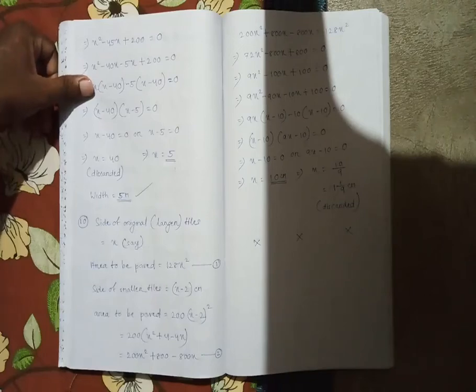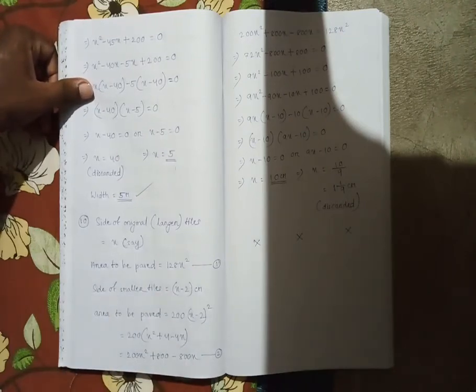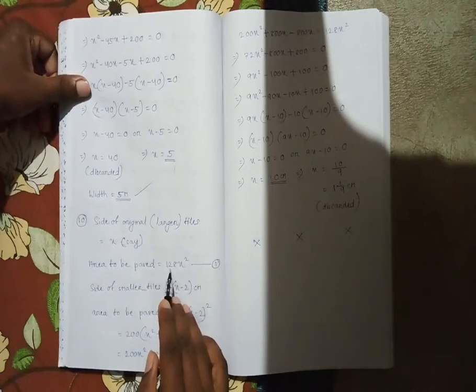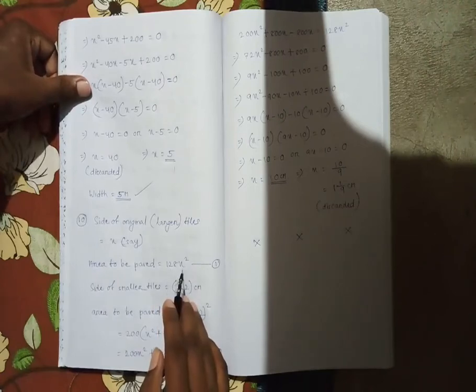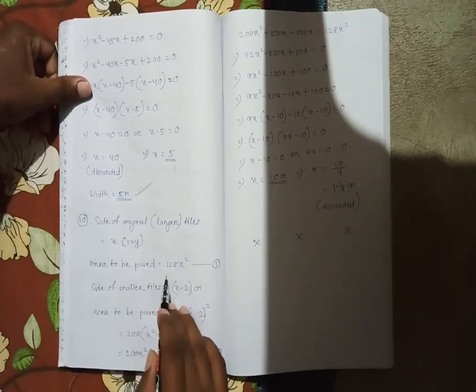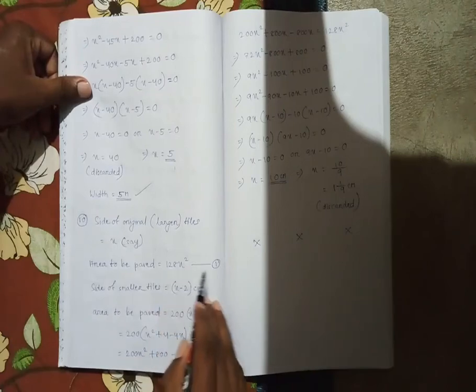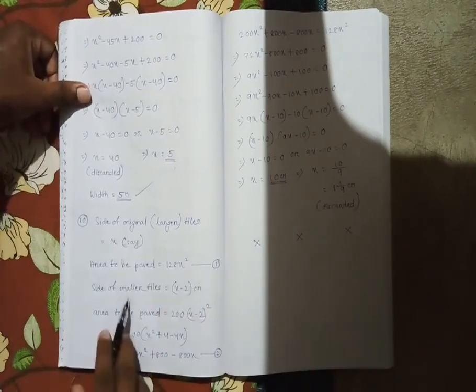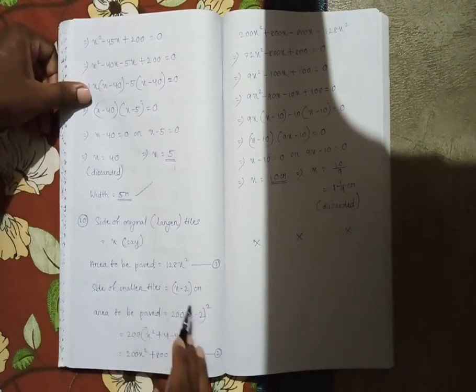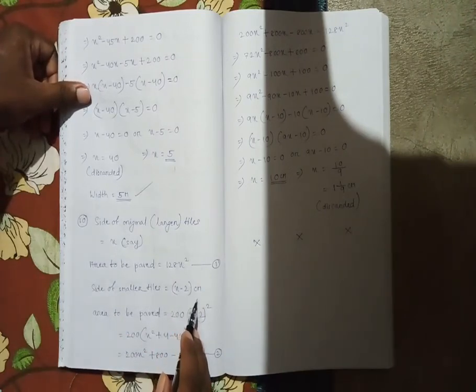Let the size of the larger tiles be x cm. Okay, the side of the larger tiles be x cm, suppose. So the area to be paved will be number of tiles into area of each tile. How many tiles are required? 128. What is the area of each tile? X square. Okay, so area to be paved is equal to 128x square. Let it be equation 1. Now side of the smaller tiles is x minus 2 cm. 2 cm smaller, it is given in the question.